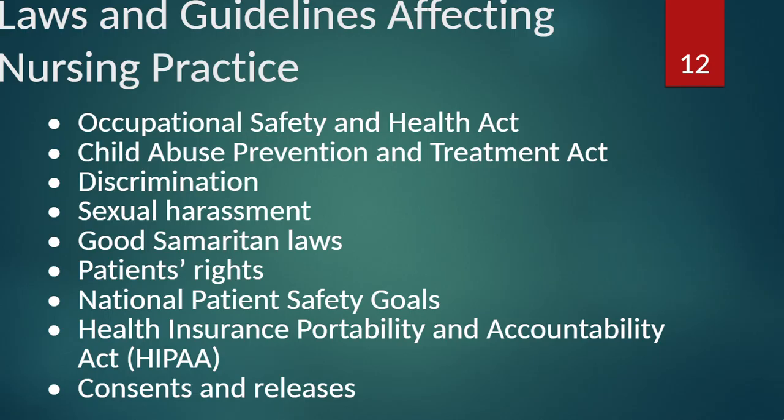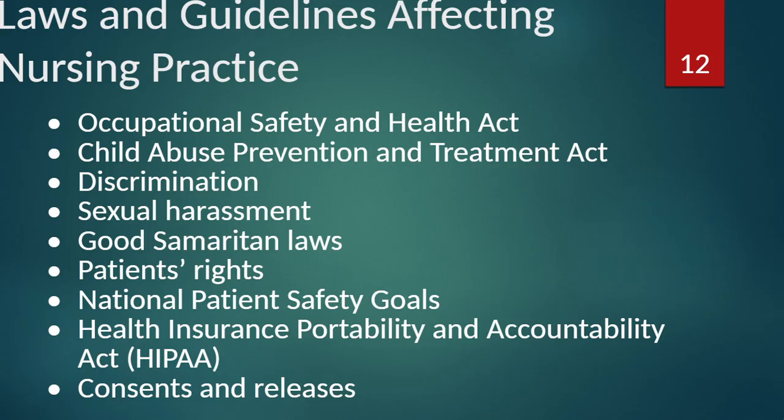The Child Abuse Prevention and Treatment Act requires healthcare professionals, including nurses, to report suspected child abuse or neglect. Failure to report can result in legal consequences and puts children at risk. Nurses must also understand laws related to discrimination and sexual harassment, which prohibit unfair treatment and protect employees from hostile work environments. These protections apply to both patients and staff and help maintain safety, respect, and professionalism in healthcare settings.